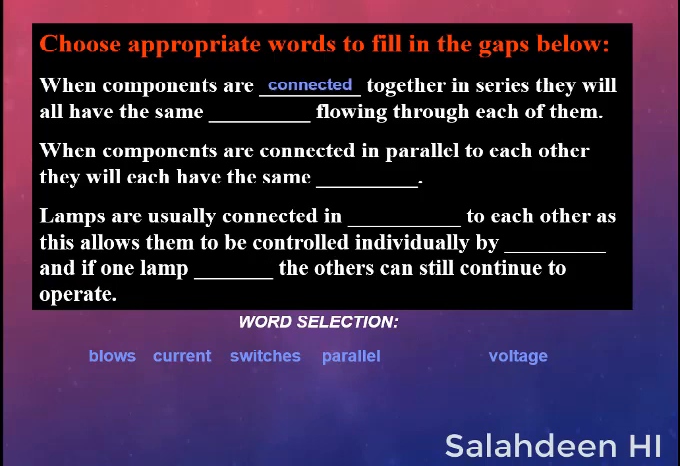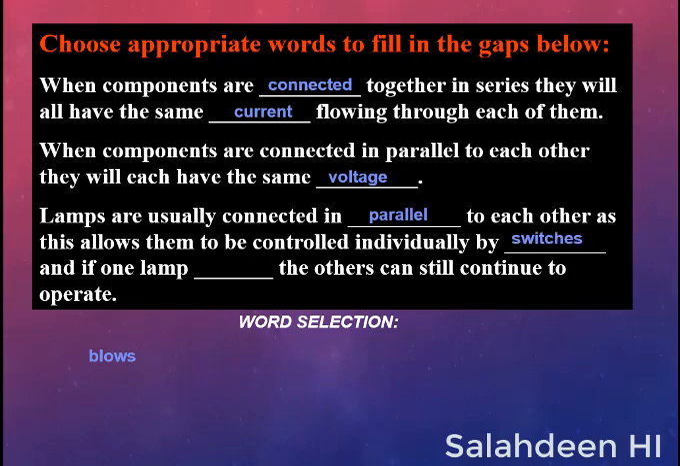When components are connected together in series, they will all have the same current flowing through each of them. When components are connected in parallel to each other, they will each have the same voltage. Lamps are usually connected in parallel to each other, as this allows them to be controlled individually by switches. And if one lamp blows, the others can still continue to operate.